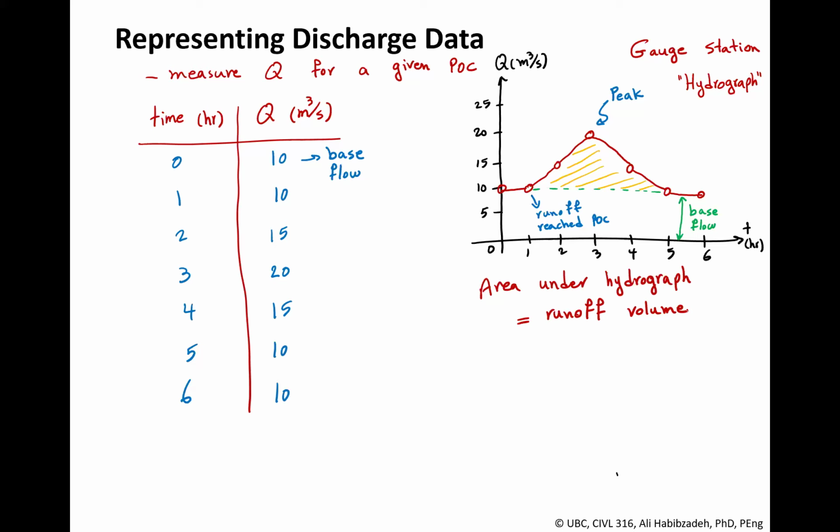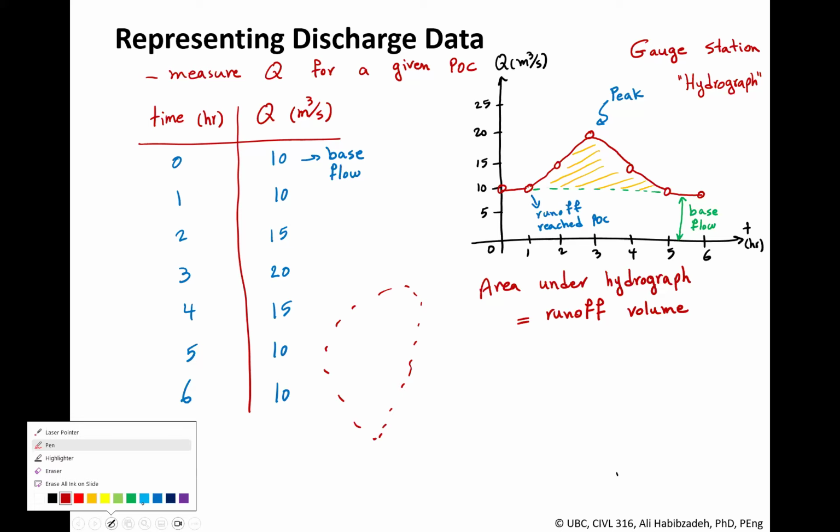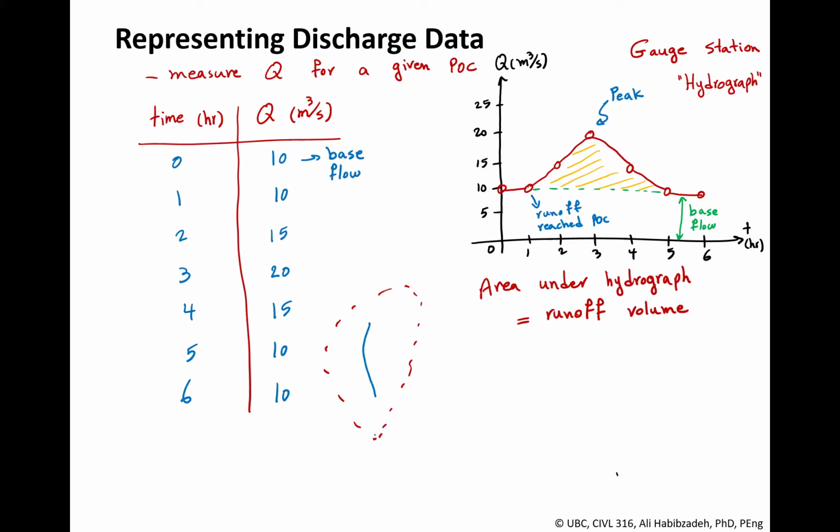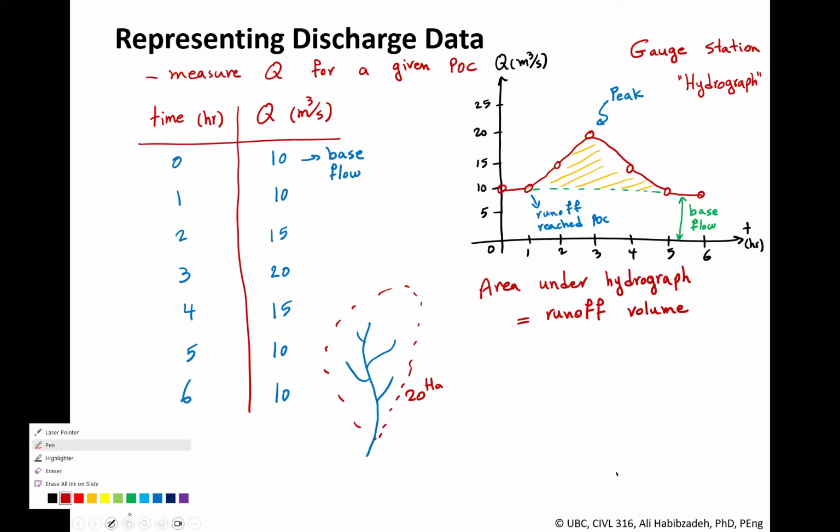Okay, so let's look at a tiny example here. Let's say we have a catchment. Looks like this. We have the stream network. Our stream network is something like that, right? The catchment is 20 hectares in area. And there's a POC right here at this point. So that's our POC. Okay. And let's say this is the catchment that received this rainfall, right?